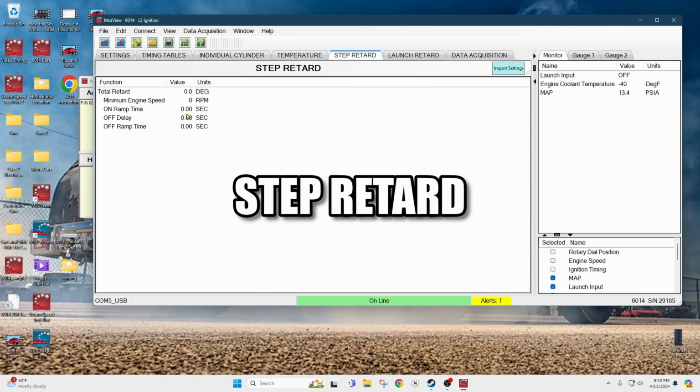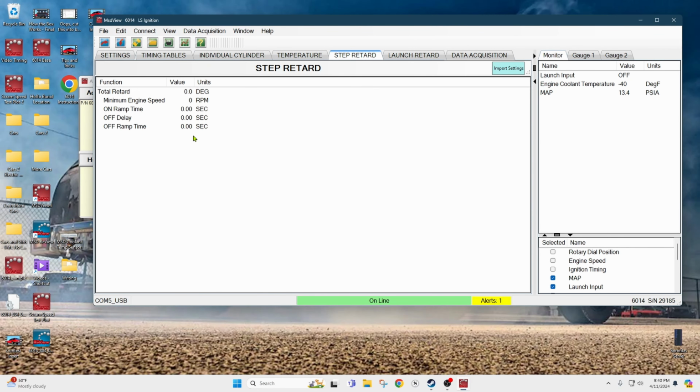Step retard, I talked about this a little bit in the other video. It does a good job of making things easy with the way you can have it ramp the timing, instead of just having it pull all the timing when the switch turns off, or when you activate the wide open throttle switch, or having it dump all that timing back in when you let off of it. You can ramp it in and out over time.